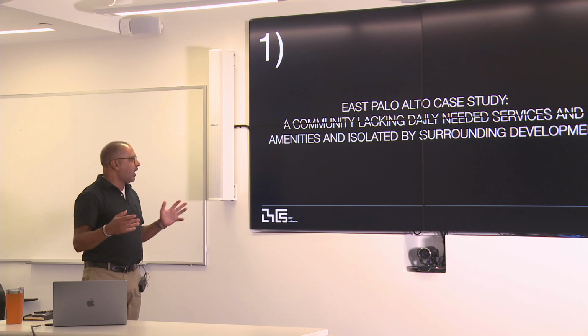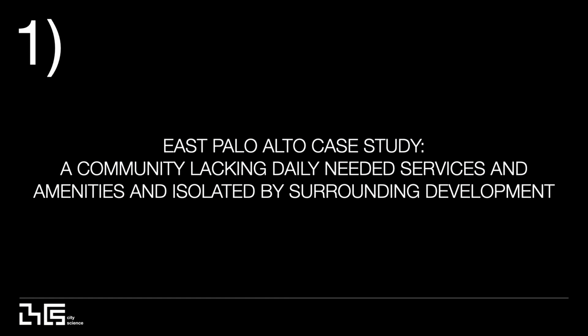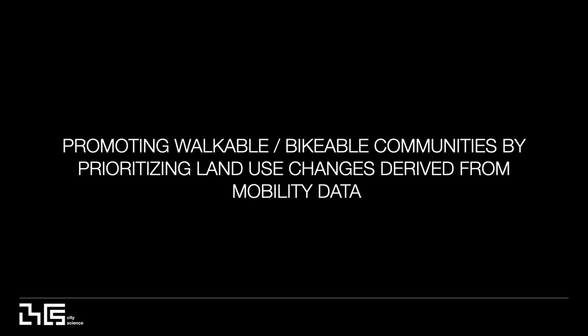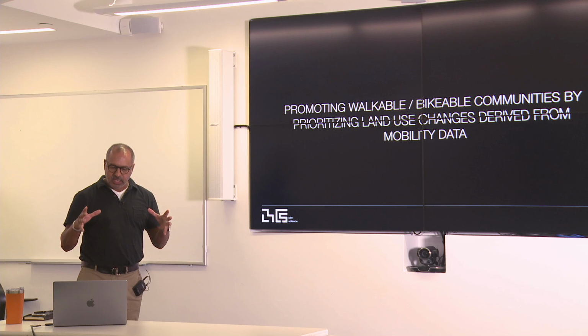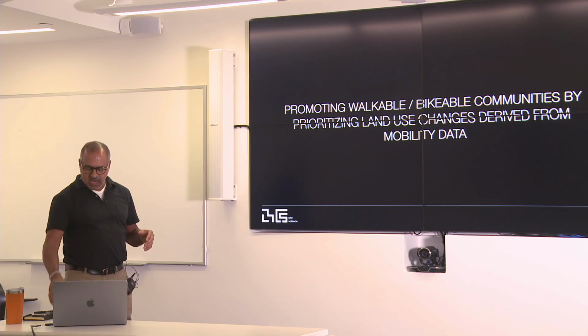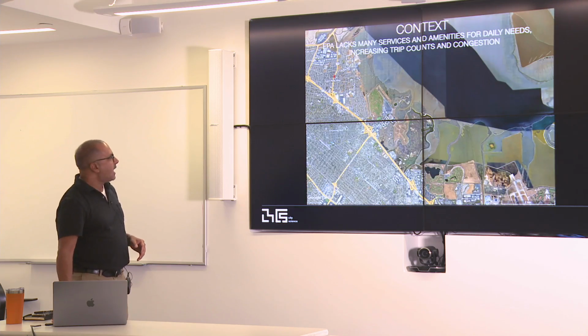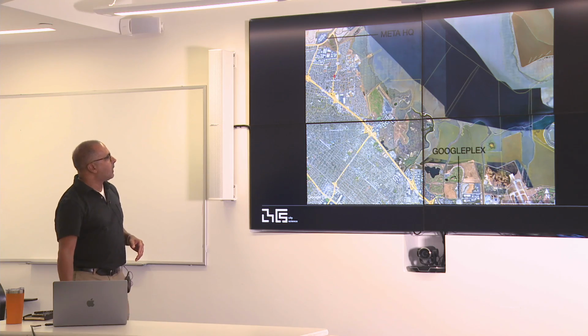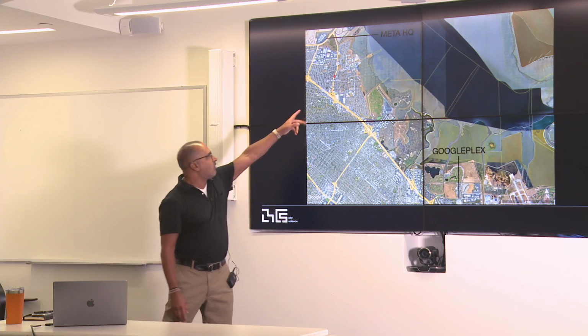So I'm going to start with some of the case studies, some of the research projects that are ongoing in the group right now. And the first one I'm going to talk about is East Palo Alto. We're working in an area which is basically a food desert, a retail desert. It is an isolated community that is becoming pushed out by what's happening to the east and west of it. So East Palo Alto is right here in the middle.